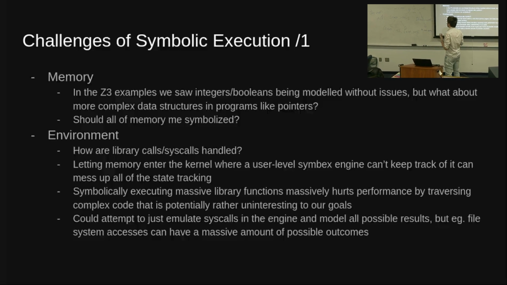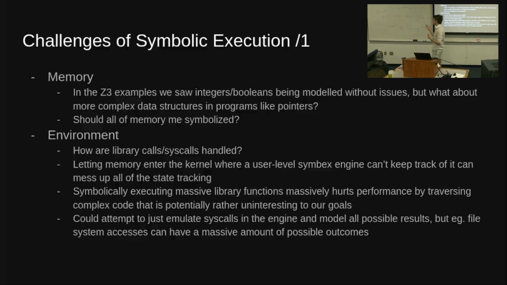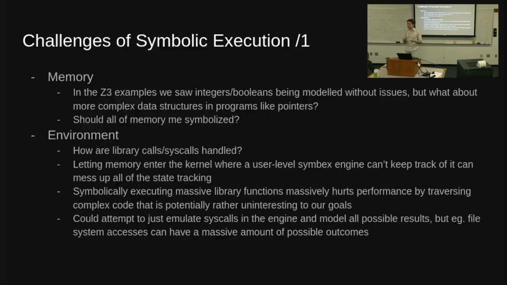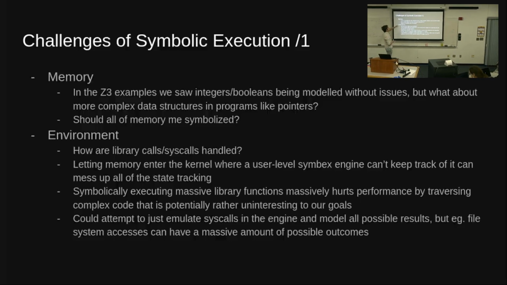In reality, there are some issues that come up when you're trying to use it on real programs, and that greatly limits it. In reality, fuzzers find a lot more bugs than symbolic execution. In theory it's super effective, but there are some very major limitations. The first one is memory. In the Z3 example, we saw that integers and booleans were being modeled without issues. But what if we had more complex data structures? What if we have pointers or structures that have pointers to other structures that themselves have other pointers, and so on? This becomes very hard to deal with at some point.